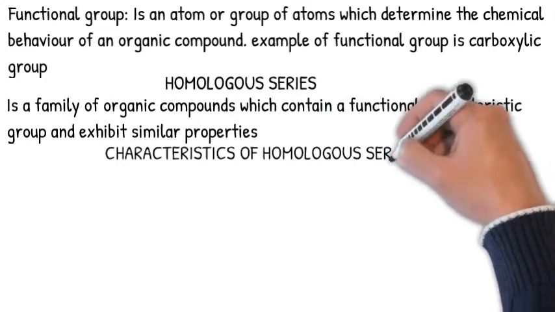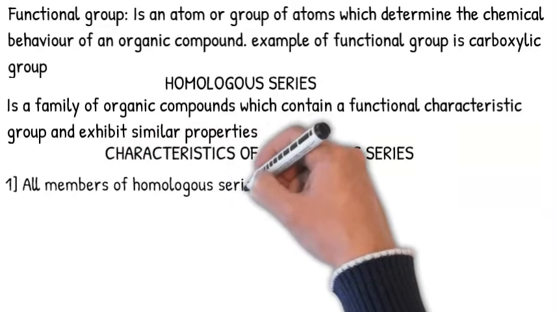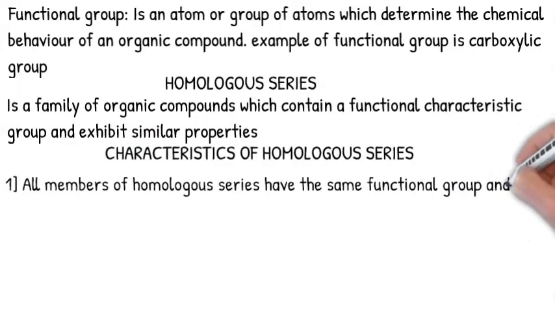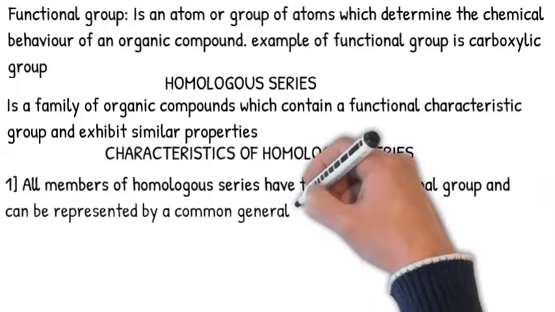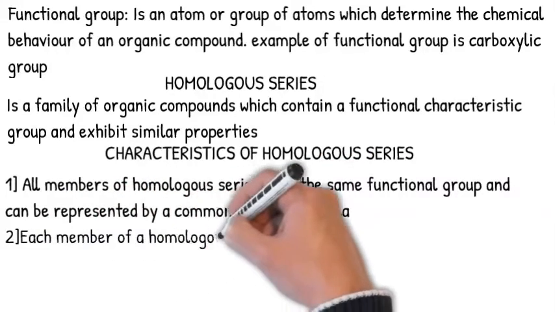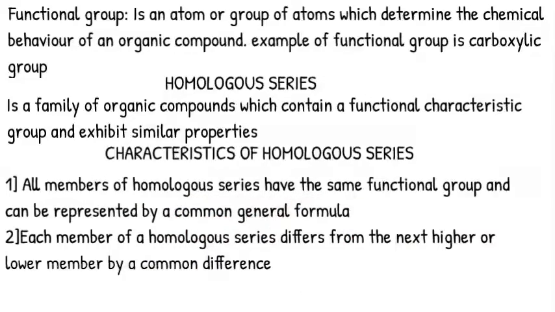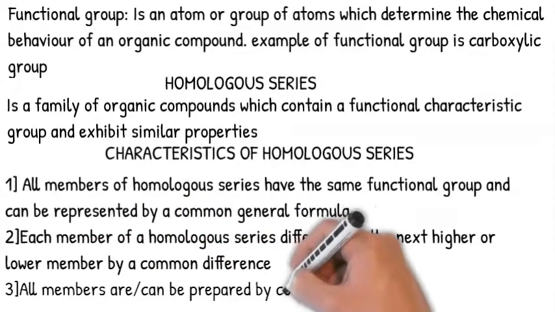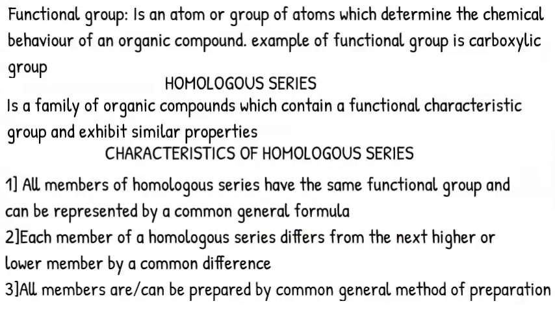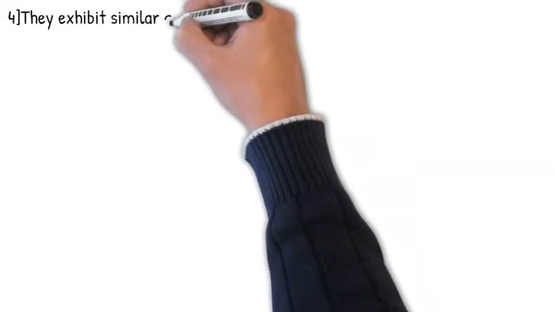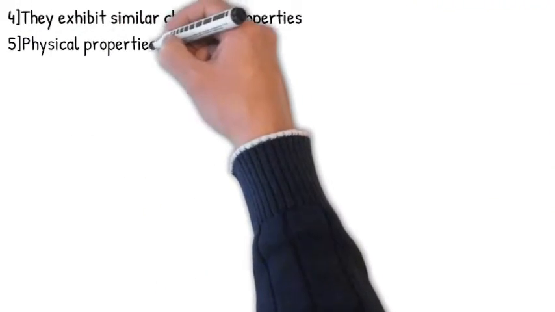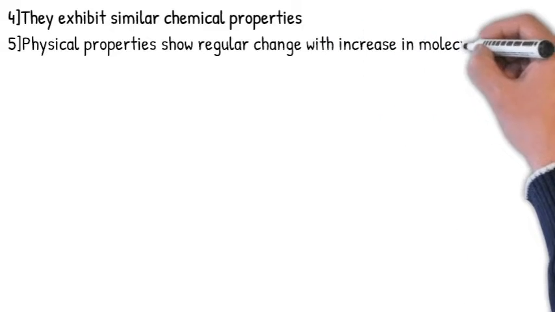Characteristics of homologous series. All members of a homologous series have the same functional group and can be represented by a common general formula. Each member of a homologous series differs from the next higher or lower member by a common difference. All members are or can be prepared by a common general method of preparation. They exhibit similar chemical properties. Physical properties show regular change with increase in molecular mass.